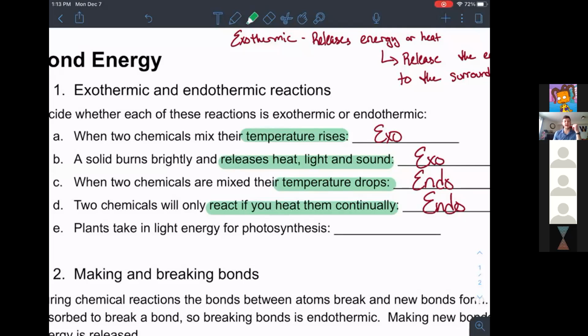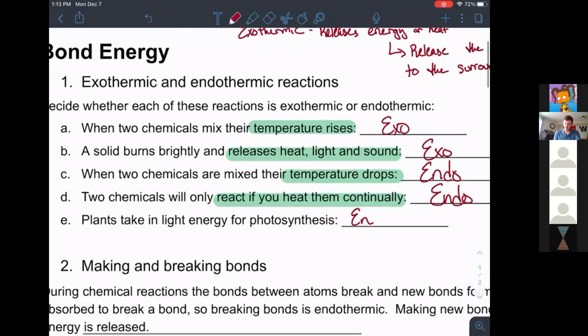And letter E, plants take in light energy for photosynthesis. Endothermic again, because it says taking in, good. So it's endothermic because it's taking in that light energy, which means it really absorbs that light energy for photosynthesis. Are there any questions on A through E?